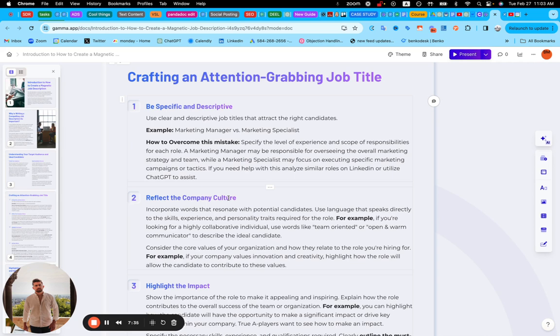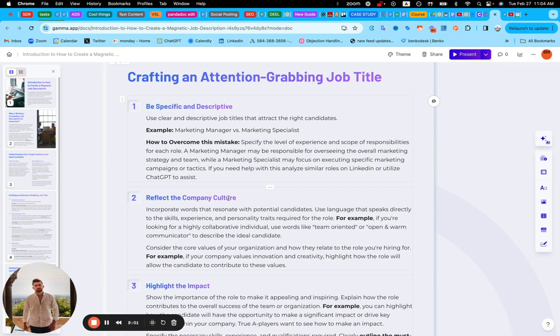If you need help kind of figuring out, okay, what job title should I choose? Look for similar roles on LinkedIn at similar companies to yours, or utilize ChatGPT to assist in figuring out the specifics of the job title. It's very important that we get this right because sometimes we have to split test different job titles to see what we get back from the market.